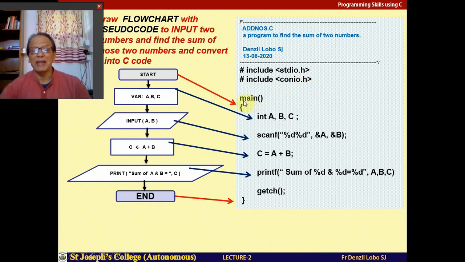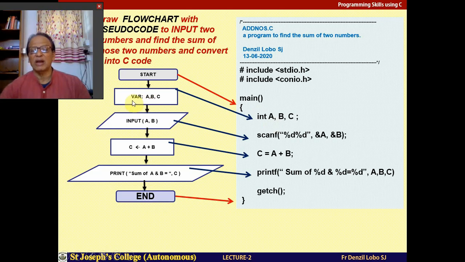Then comes main. This is what is called the main function in C. Every C program will have a main, starting with the curly bracket and the end bracket, and within that you have got all the other statements. So now we come to conversion of the flowchart into a C program.